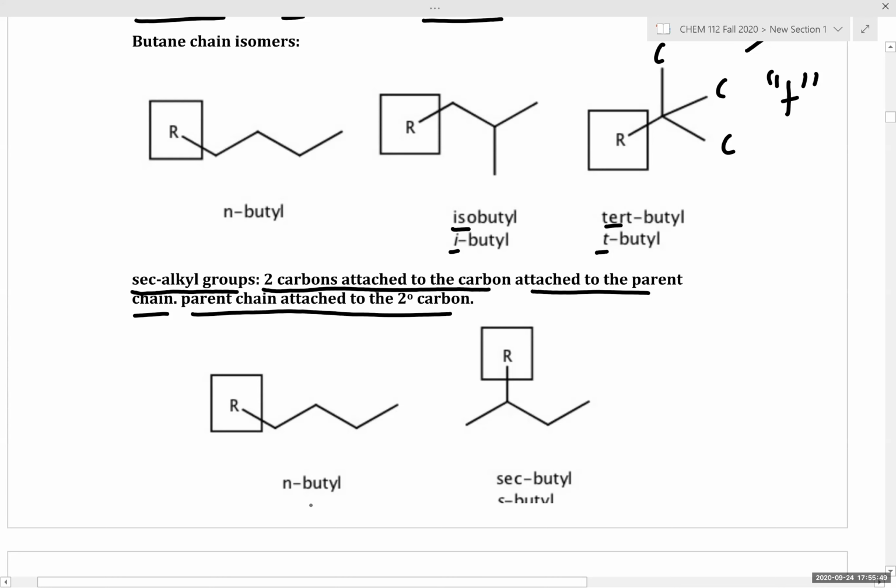Does everyone notice how we compare N-butyl to sec-butyl? We have moved our main chain from a primary to a secondary carbon. N just stands for normal. Nothing odd about it. Any questions on these different alkyl chains? So for the butyl chains, we have the normal chain, isobutyl, tert-butyl, and sec-butyl. Sec, secondary.